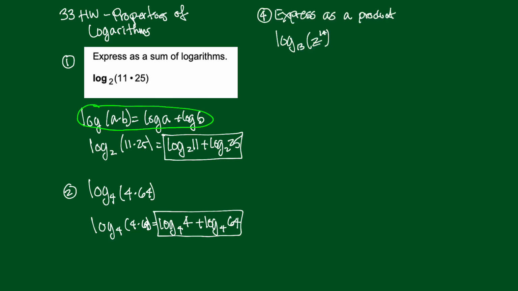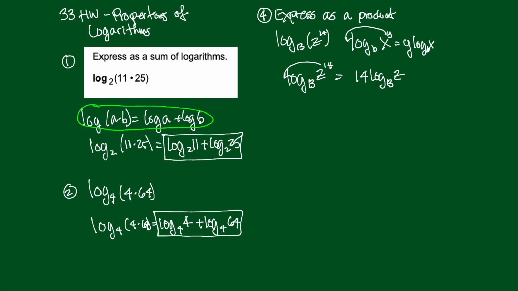Number 4, we've got an exponent in here. We've got a power. Now, I'm going to express this power as a product using this rule right here. If you have the log base b of x to the y, you can write that as y times the log base b of x. So if you have an exponent, just bring the exponent down in front as a multiplier. So in the log base b of z to the 14, I'm going to bring that 14 down as a multiplier and write it like this: 14 log base b of z.